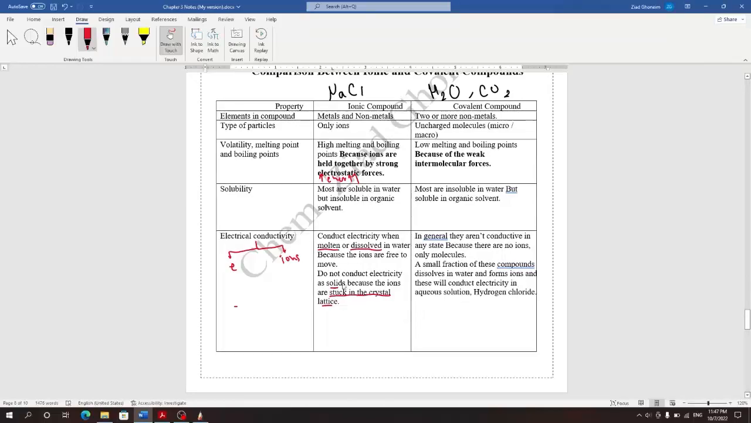Okay, if we melt an ionic compound or dissolve it in water, what happens? Here we have NaCl, table salt, and I have no idea what's going on. Just a second.